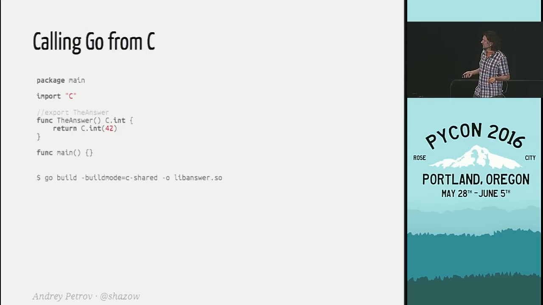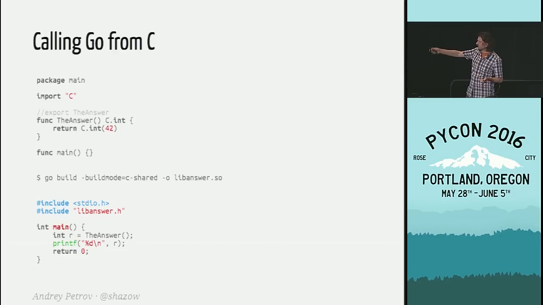And then we build it as a shared library, and that spits out a bunch of files. Then we write this little C file that imports libanswer.h that the previous build command spits out. And then we just call it. So not too bad, right?